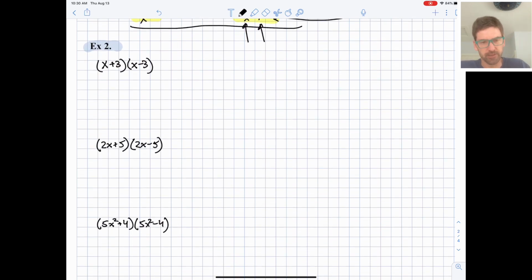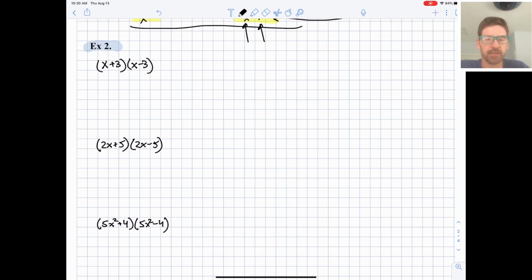And so what you'll be seeing for all of these is we have an x plus a number and then an x minus a number. Okay, sometimes though it's a 2x or a 5x squared, but it's something plus something and then that same thing minus the same thing, okay? Let's just do them and see, okay?